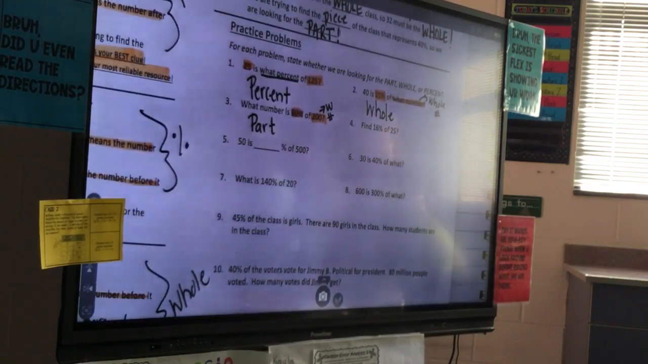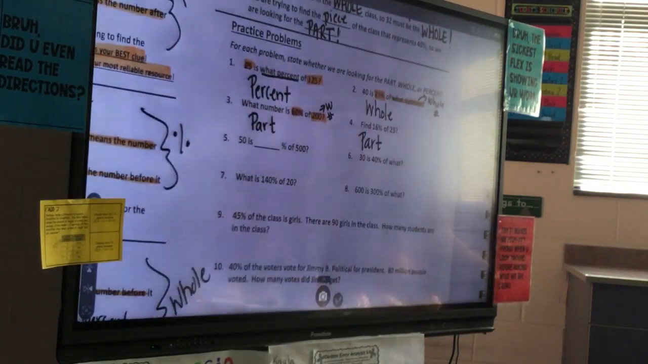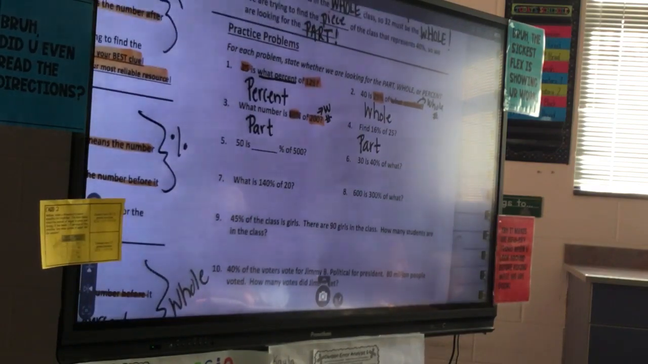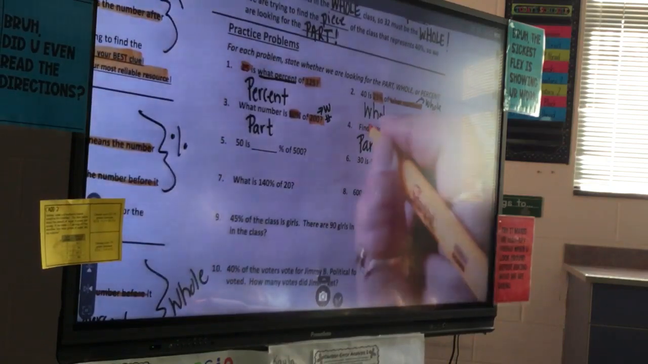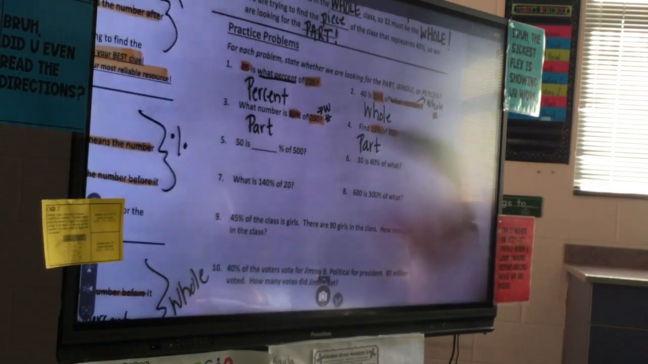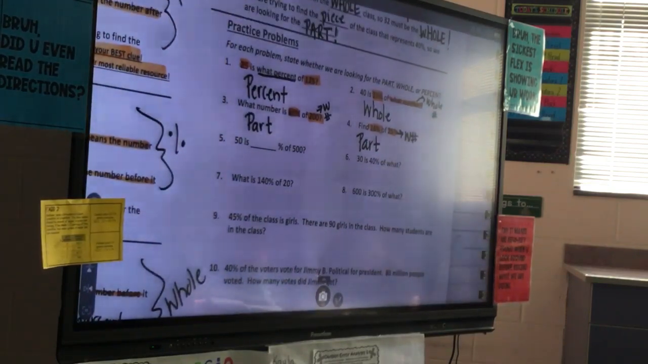Alright, so this is part. Raise your hand and tell me why. Why is this part? Isaac. It's like the same on number 3. We have a percent and the 25 is our whole. Alright. Number 5. 50 is blank 500.